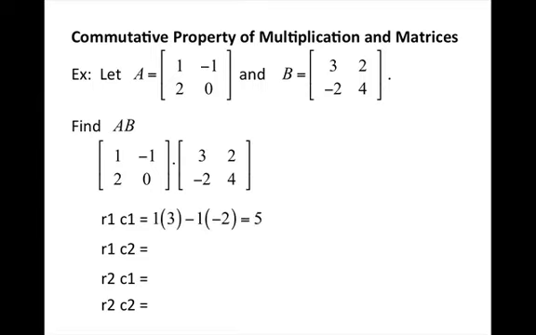Well, row 1 is 1, negative 1, and column 1 is 3, negative 2. 1 times 3 is 3, a negative 1 times a negative 2 is a positive 2, and 3 plus 2 gives me a 5. Then for row 1, column 2, row 1 is 1 and negative 1, and column 2 is 2 and 4. Well, 1 times 2 gives me a 2, negative 1 times 4 gives me a negative 4, and 2 minus 4 is a negative 2.